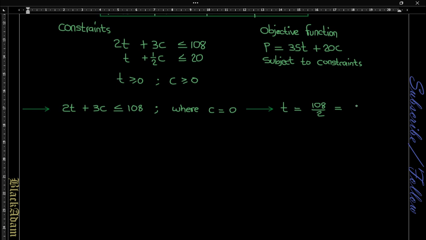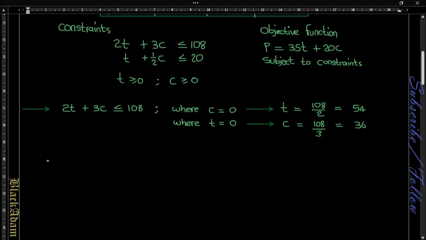So that's actually 54. So 108 divided by 2, 2 into 10 is 5, 2 into 8 is 4, so that's 54. And then from the same equation where t is 0, we need to draw a graph, so we need to know those points. So c is going to be 108 divided by 3. So 108 divided by 3 is going to be 36.